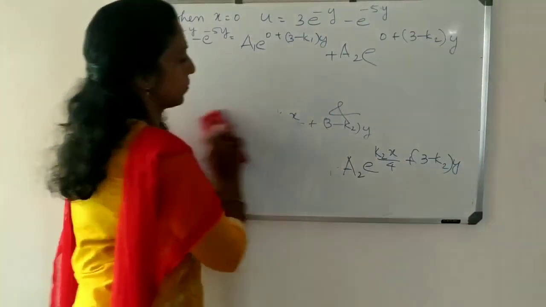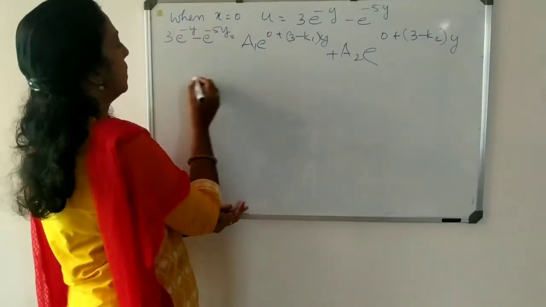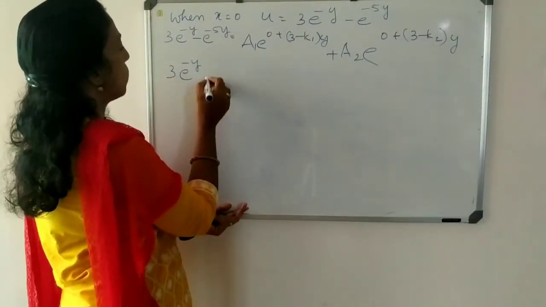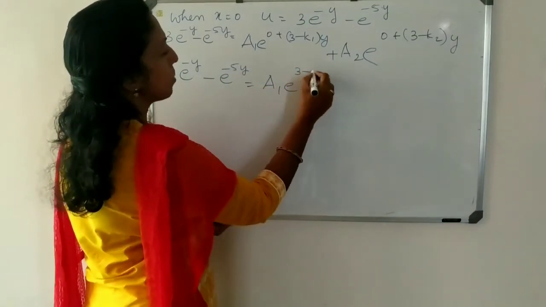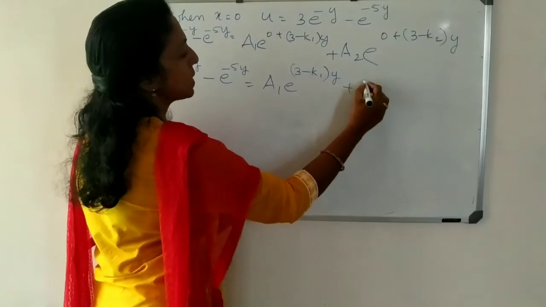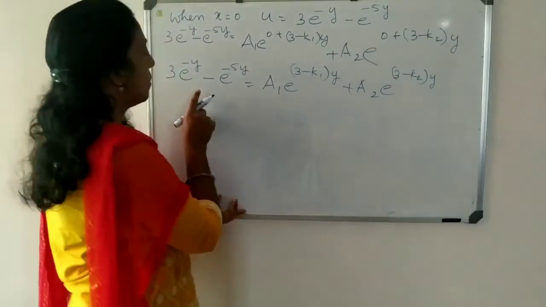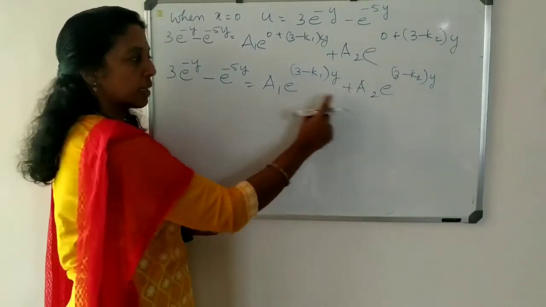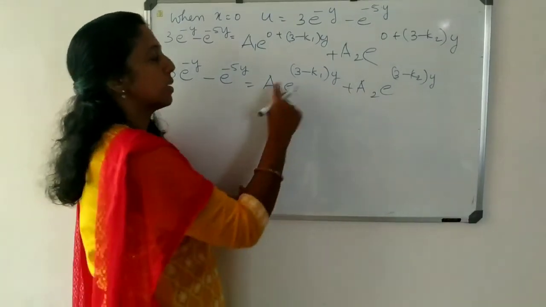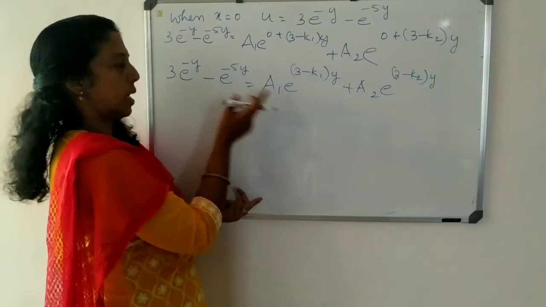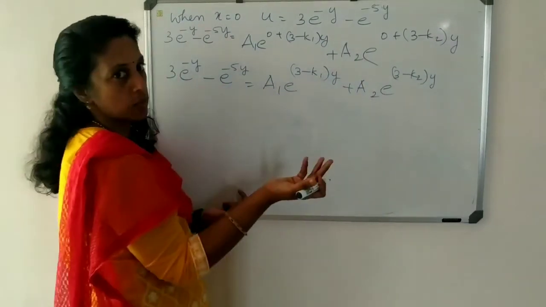So we are getting 3 e raised to minus y minus e raised to minus 5y equals a1 e raised to 3 minus k1 into y plus a2 e raised to 3 minus k2 into y. Now the left side involves 2 terms, and the right side also has 2 terms. In the earlier case it was a monomial. Now equate any 2 terms, either the first term with the first term and the second with the second, or vice versa, anything you can do.